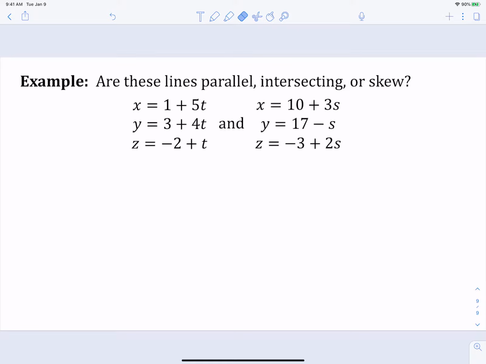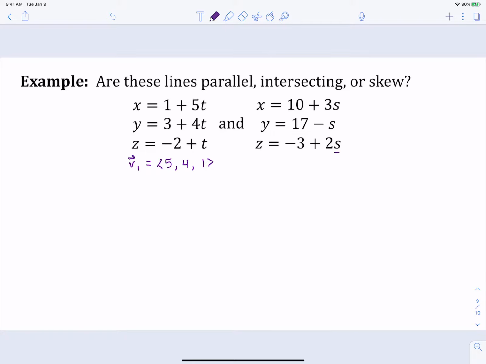Are these lines parallel, intersecting, or skew? So parallel is pretty easy to take a look at. You want to look at the direction vectors for each of these. So our direction vector for our first line comes from those coefficients of t, because that's telling you your direction. So our direction vector here is 5, 4, and 1.